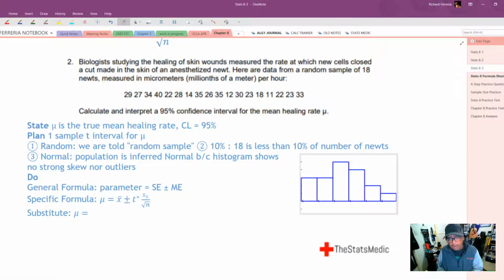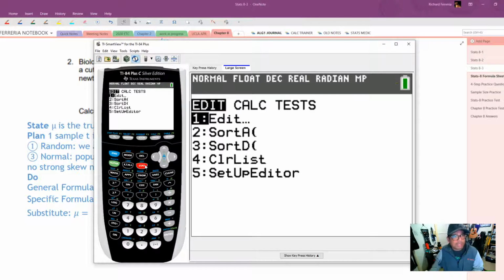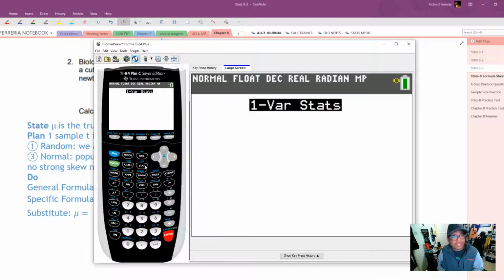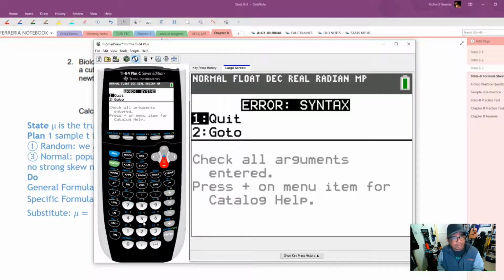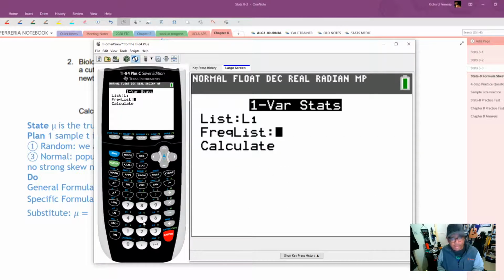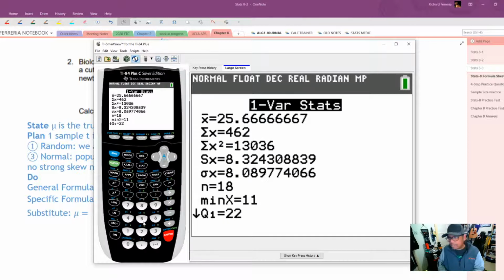So let's go back to our calculator and go to the home screen. And we're going to calculate one variable statistics for list 1. There is no frequency list, so I'm going to put a 1 there. My bad, I'm going to delete that. And then I'm going to calculate. There we go. X bar is 25.67 and sx is 8.32. N, of course, is 18.